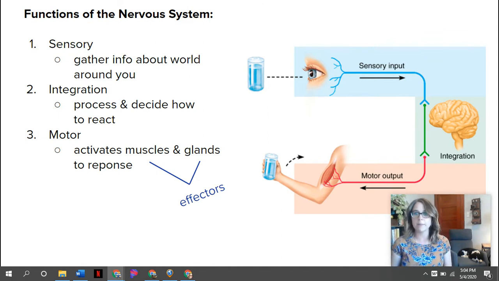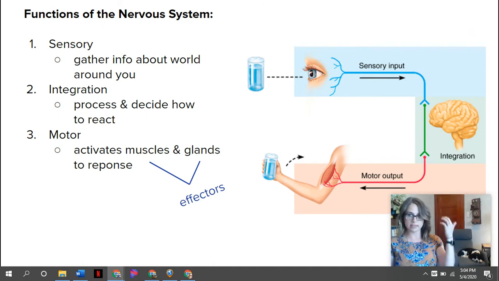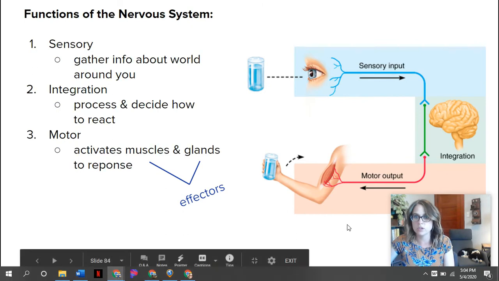So in this little diagram, you see a glass of water, your brain says, ah, I'm thirsty, I would like to drink that water. So then your brain tells your muscles to grab the water and for you to drink it. That's it. That's all your nervous system does, is just those three things. And the only things you actually control are effectors, which are your muscles and glands. Important stuff to know for your test.